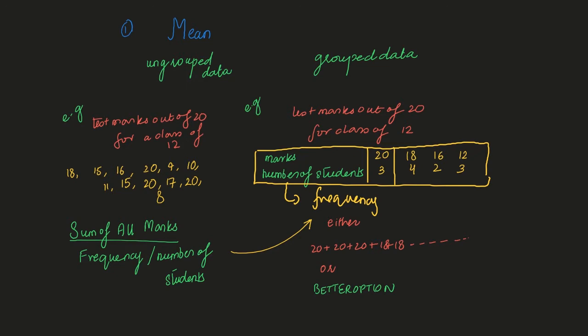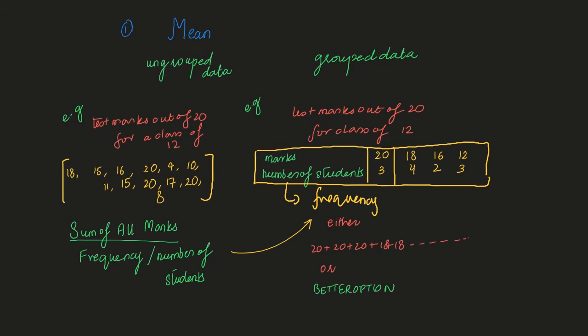Now, first of all, when we talk about ungrouped data, when we have to find the average of that, we are simply going to sum all of these values up and then divide by the number of values that we have. The number of values that we have is also referred to as the frequency. So if we have test marks up to 20 for a class of 12, you will simply add up all of the marks and then divide by the frequency, or the number of students we're talking about.